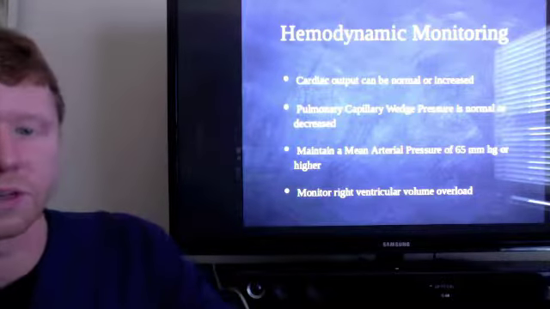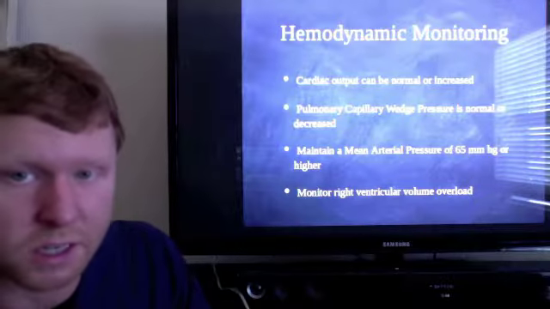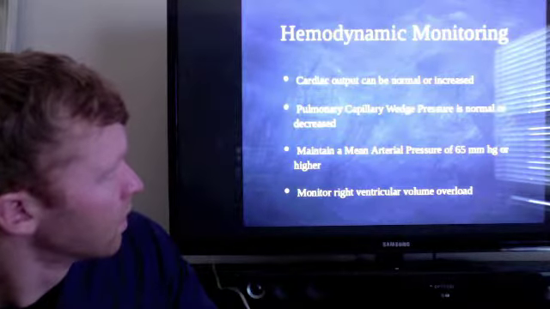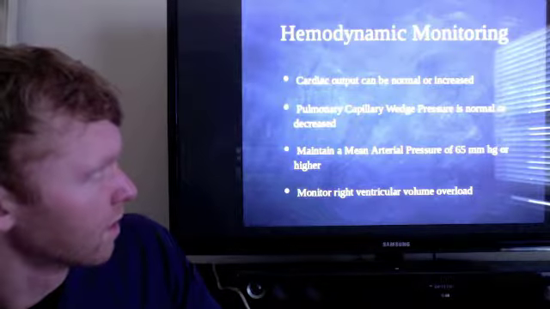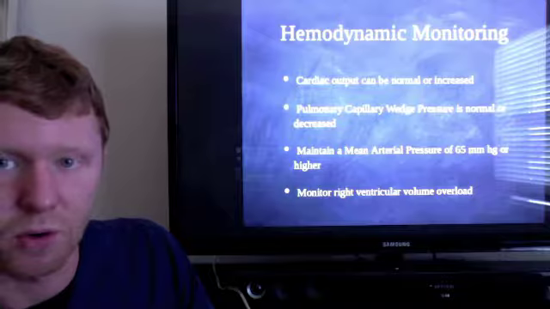It's very important to monitor the right ventricular volume overload when giving the patient large amounts of fluid. If you do not monitor this, and you're just giving them a large amount of fluid, they could develop cor pulmonale.